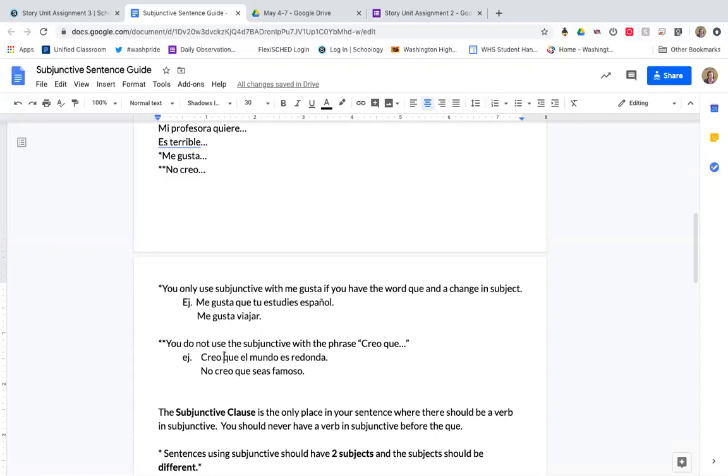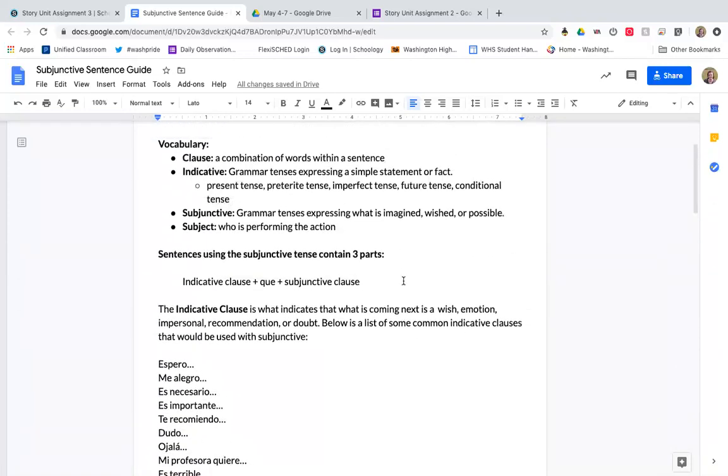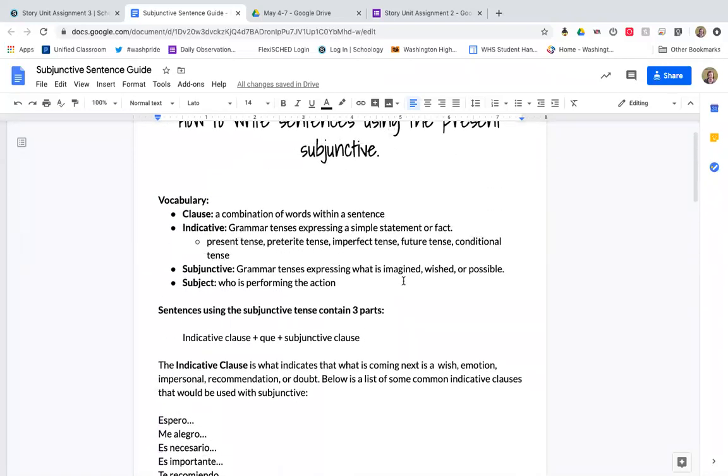We have the word que, and we have a change in subject, which would usually indicate subjunctive. However, the phrase creo que means I believe. So regardless of what comes next and whether it is true or not, the person saying creo que is stating that they believe it to be a fact. And if we look at the definitions above, we will see that we use the indicative tense to state facts.